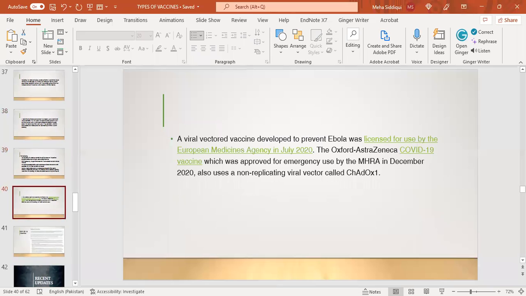A viral vector vaccine developed to prevent Ebola was licensed for use by the European Medicines Agency in July 2020. The Oxford AstraZeneca COVID-19 vaccine, which was approved for emergency use by MHRA in December 2020, also uses a non-replicating viral vector.